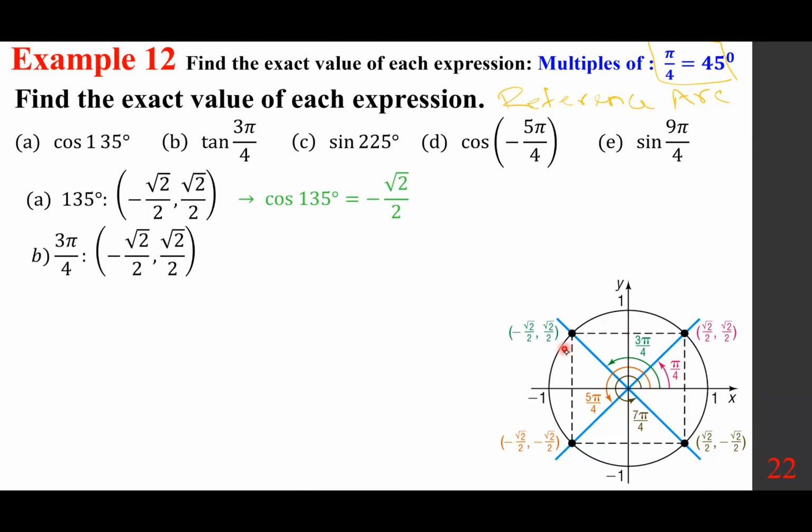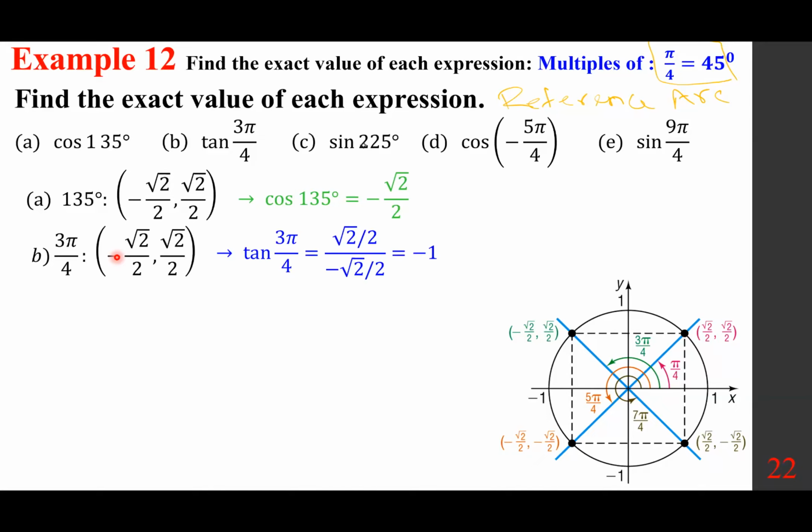For 3 pi over 4, 3 pi over 4 is the same as 135 degrees. This is in degrees, this is in radians. We have the same situation. We want the tangent, which is the ratio of these two. And the ratio of these two is 1. Negative makes it negative 1.